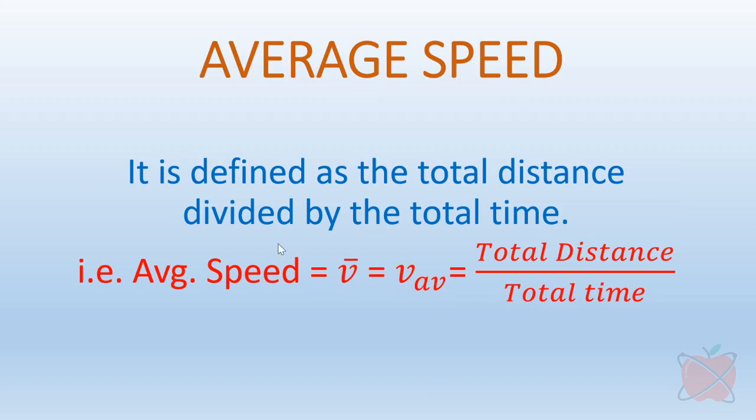Average speed. How do we define average speed? It is defined as the total distance divided by the total time. That is, average speed is v bar. You can see here it's written v bar. This is not the vector sign. This is the sign for the average, or we can write v average, that is equal to total distance divided by the total time.